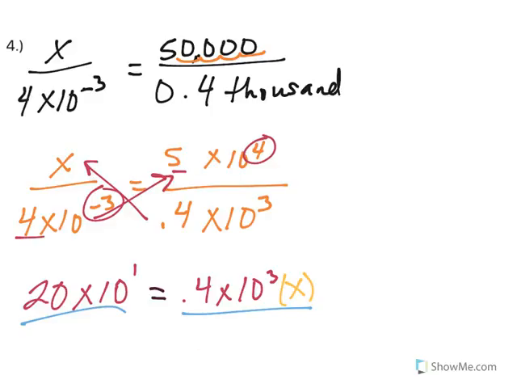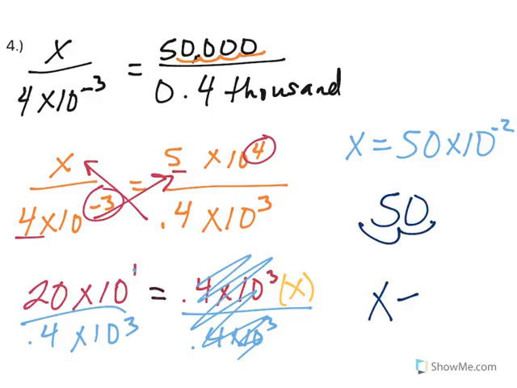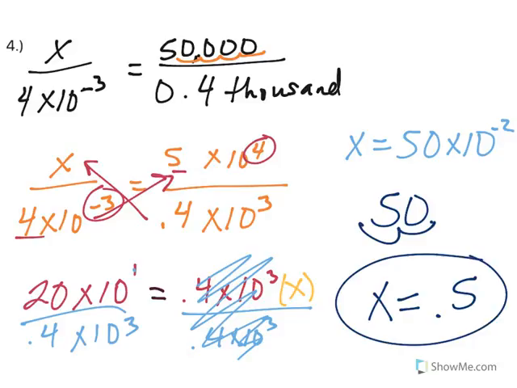We need to divide both sides by the piece in front of the variable. So these cancel out. I'm just left with x. Now, when I take 20 and divide it by 0.4, I get 50 times 10 to the 1 minus 3, which is negative 2. So if I take 50 and I have, here's my decimal, I'm going to move it 2 places to the left, my final answer in standard form is simply 0.5. So after all that business, we get 0.5.